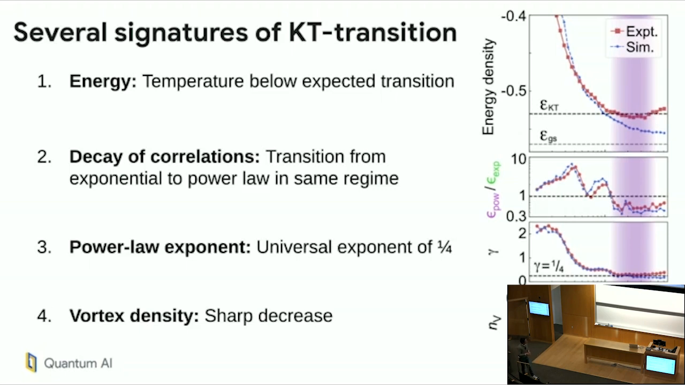Finally, with our hybrid capabilities, we can very easily go and measure the correlators that we need in order to reconstruct the vortex density in our system. And we also find that the number of vortices in the system also drops very sharply in the same regime. So all of these are consistent signatures of a Kosterlitz-Thouless transition.